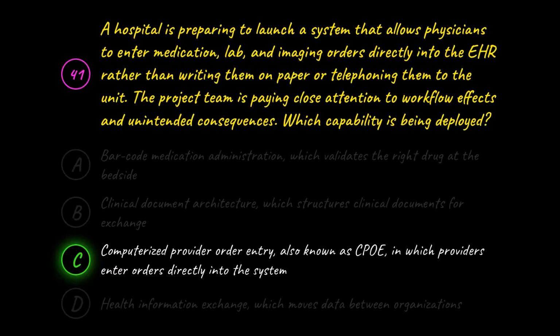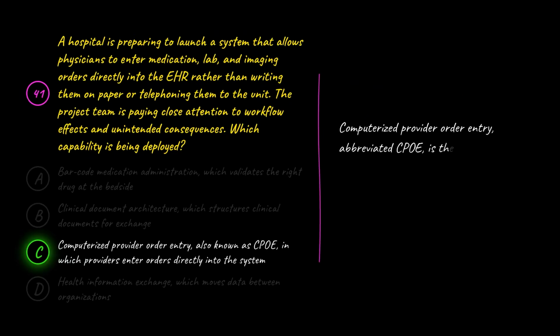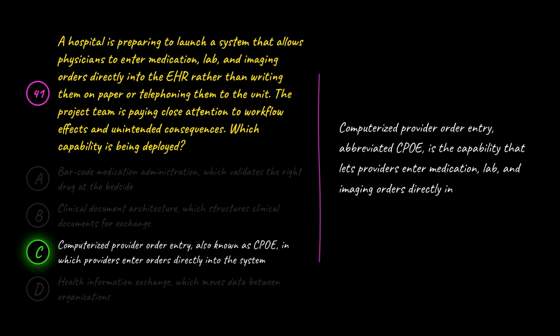The correct answer is C. Computerized provider order entry, also known as CPOE, in which providers enter orders directly into the system. C is correct because computerized provider order entry, abbreviated CPOE, is the capability that lets providers enter medication, lab, and imaging orders directly into the EHR. It carries well-known workflow implications, often called the unintended consequences of CPOE.